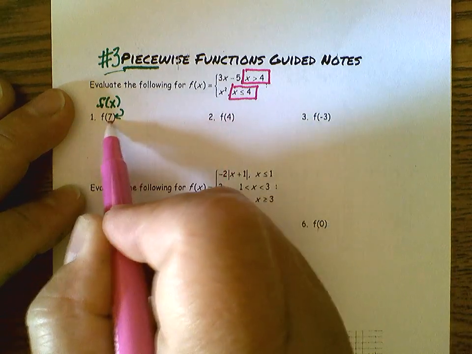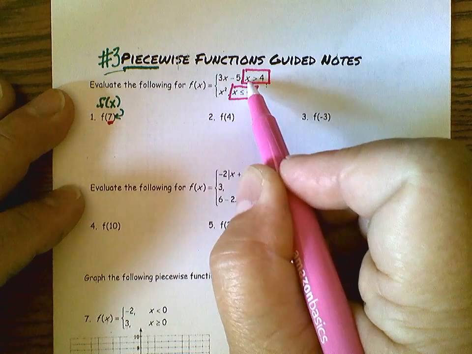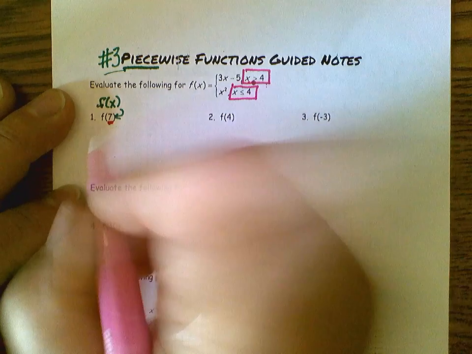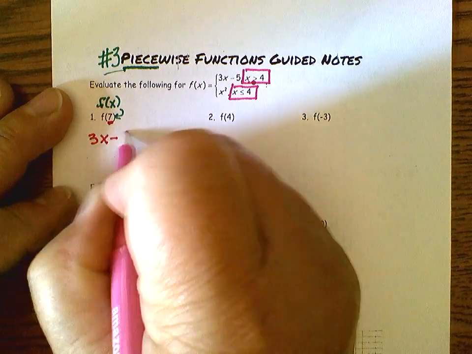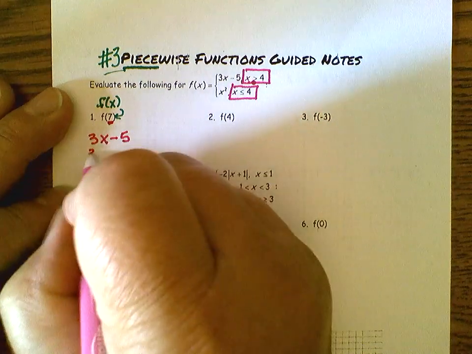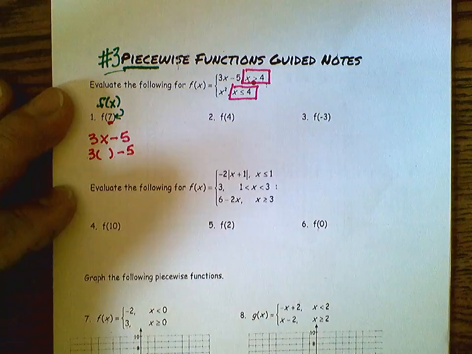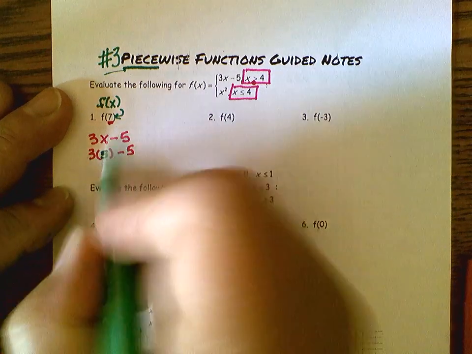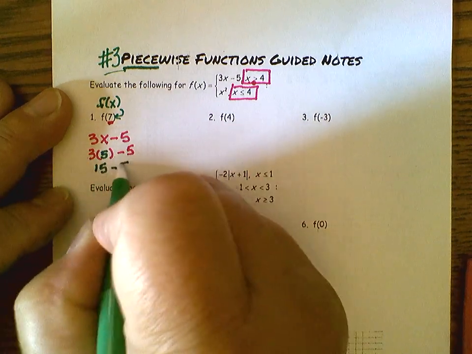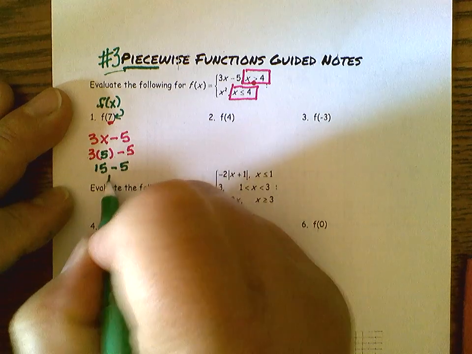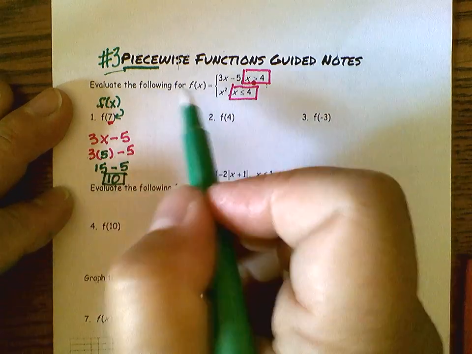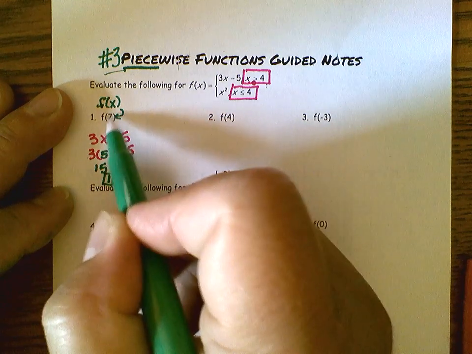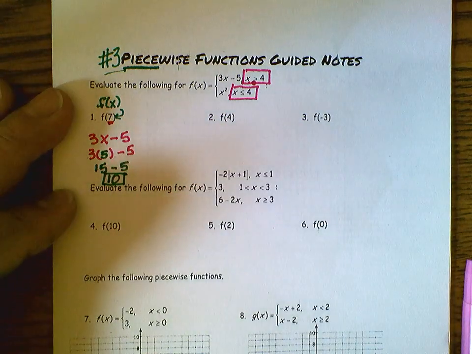So again, we're looking at 7. 7 is greater than 4, so we're going to use 3x minus 5, okay? And we will plug the 7 in. So what do we get? 3 times 7 is 21, 21 minus 5 is 16. So for this piecewise function, the value of y when x equals 7 is 16.